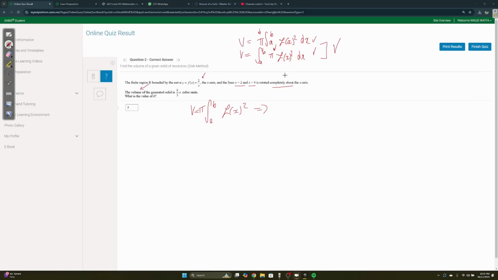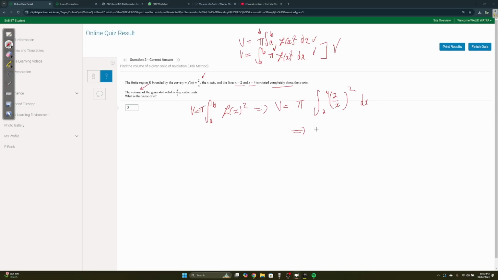They were two correct answers. It was a multiple choice question. Okay, it came in a previous year. I was looking at one of the past exams. Anyway, so your volume is going to be pi integral from 2 to 4 of f of x squared, so 2 over x squared dx, right?